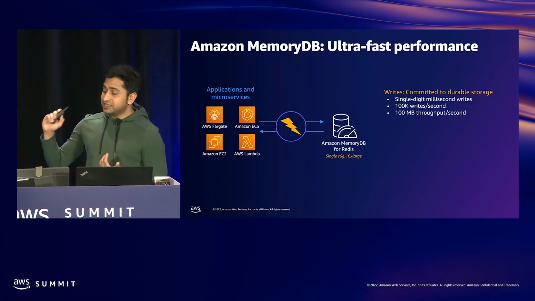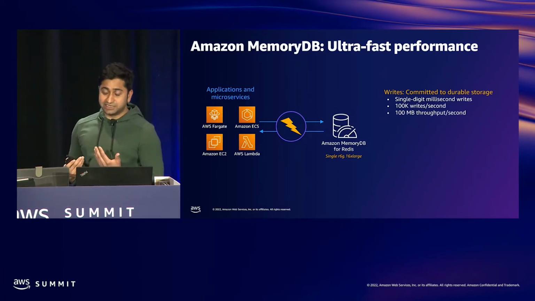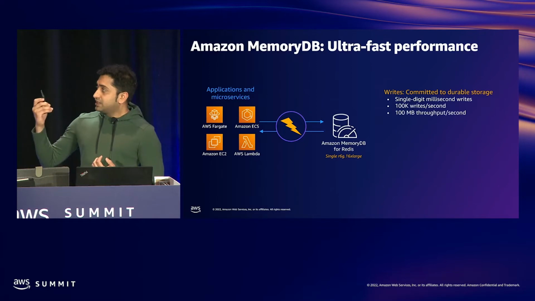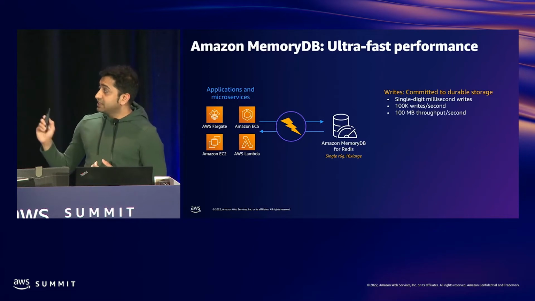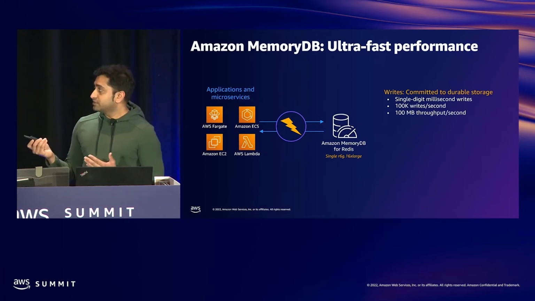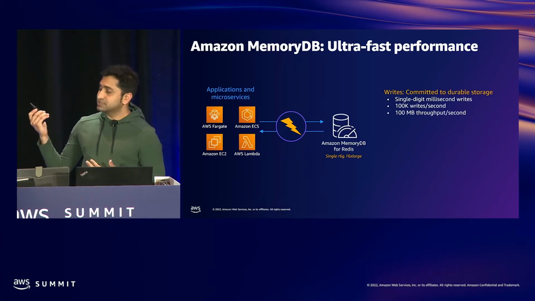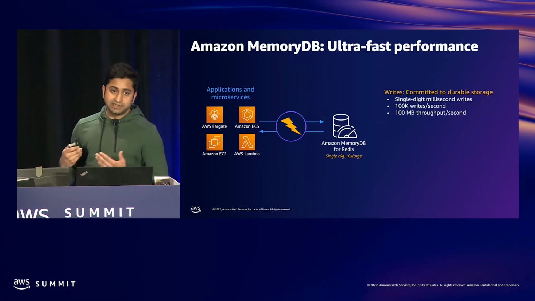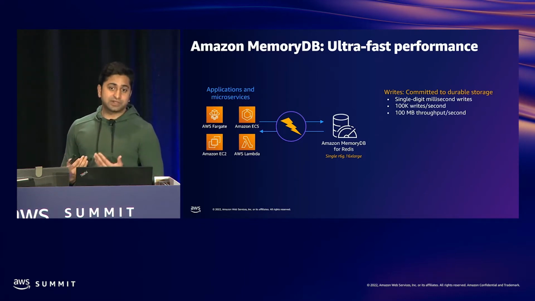And with our internal tests, and we're consistently seeing this from customers as well, for a single R6G 16xlarge node, we're seeing 100K writes per second. And it's also showing us 100 megabytes per second, right? This is the write performance, or write throughput, we are getting with the service.